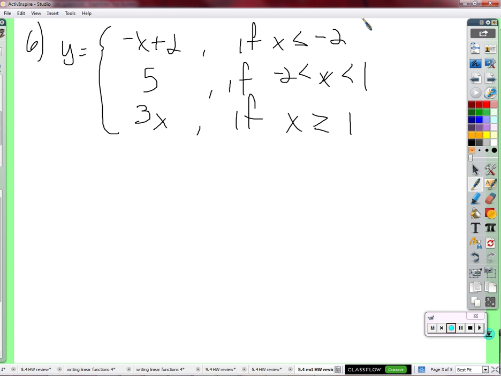So one graph is from here to the left. This one on the right is from this number on to the right. And this one's in between those two. We could do that, like I said yesterday, with as many functions as we wanted. It's piecewise. It can be as many pieces as you want it to be. And this one's in 3 pieces.